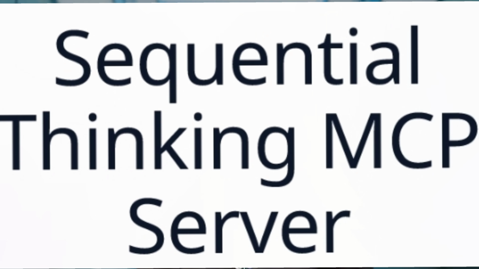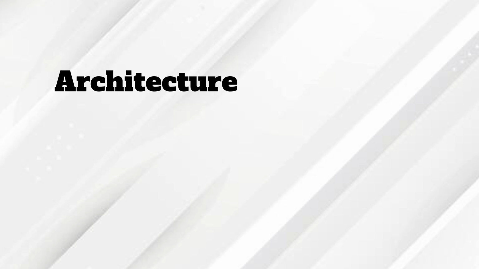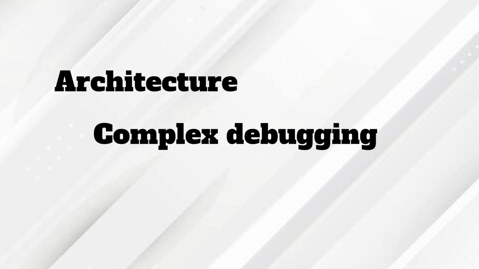And the last on the list is Sequential Thinking. Models love answering fast, but sometimes too fast. Sequential Thinking helps them to plan first and then answer. It breaks the problem down, lists assumptions, outlines steps, and then generates code. Use this for architecture, complex debugging, or system design.